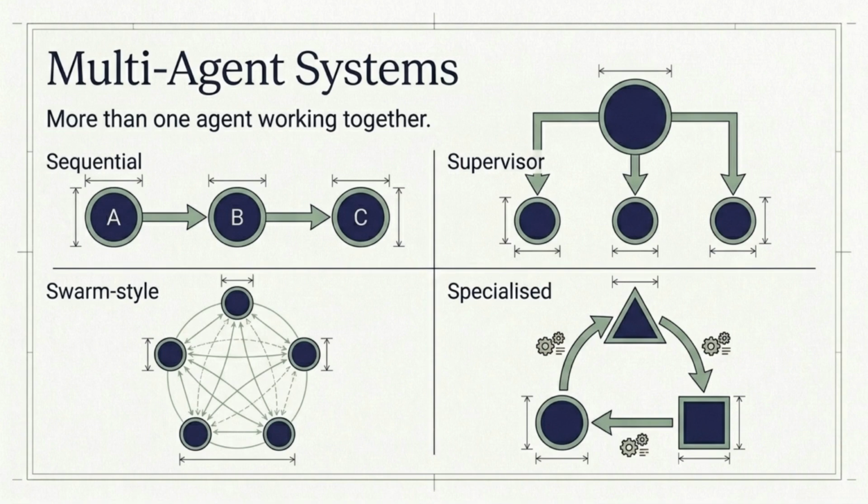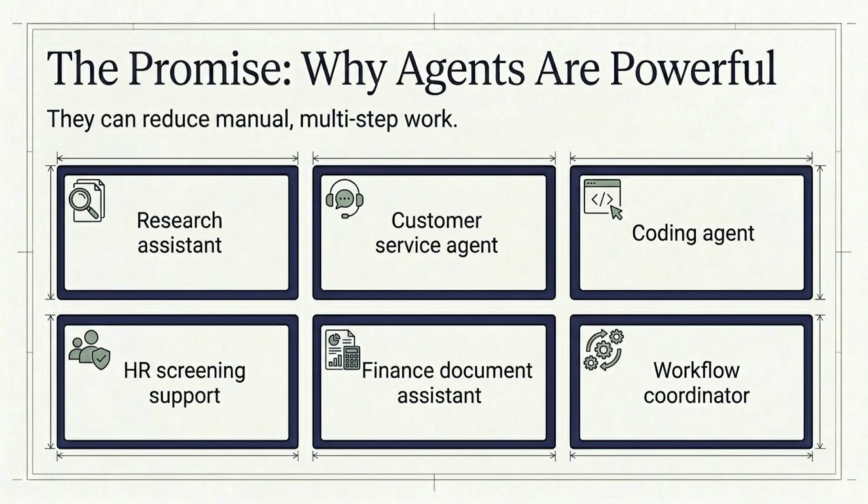Agentic systems can also involve multiple agents. One agent may research, another may write, another may check quality, and another may coordinate the workflow. This can be useful, but it also creates more complexity. Agents can support many use cases. They can act as research assistants, customer service agents, coding agents, HR screening support, finance document assistants, or workflow coordinators. The value comes from reducing manual multi-step work.